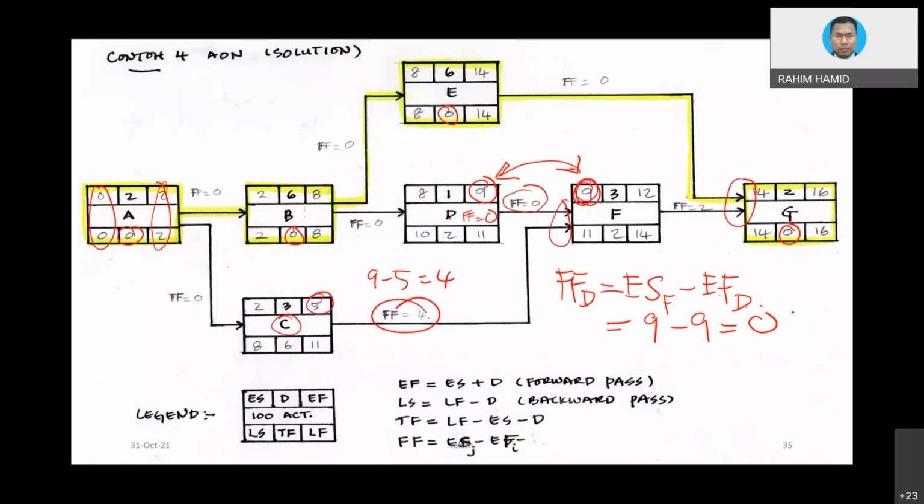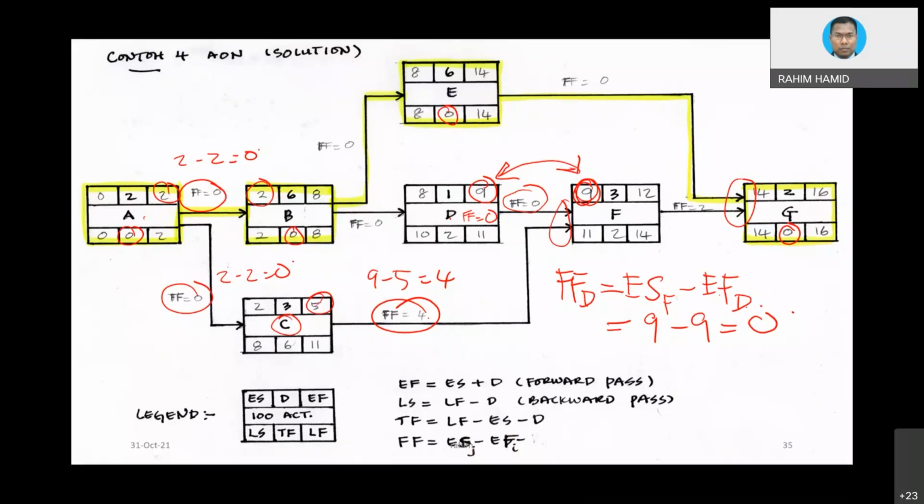Okay, now we take a look at A. This A situation. There are two activities, A and then B, A and then C. But in this situation, 2 minus 2 equivalent to 0. And from A to C, also 2 minus 2 equivalent to 0. That's why the free float is 0 and 0. There could be a situation where maybe you will get a different value.